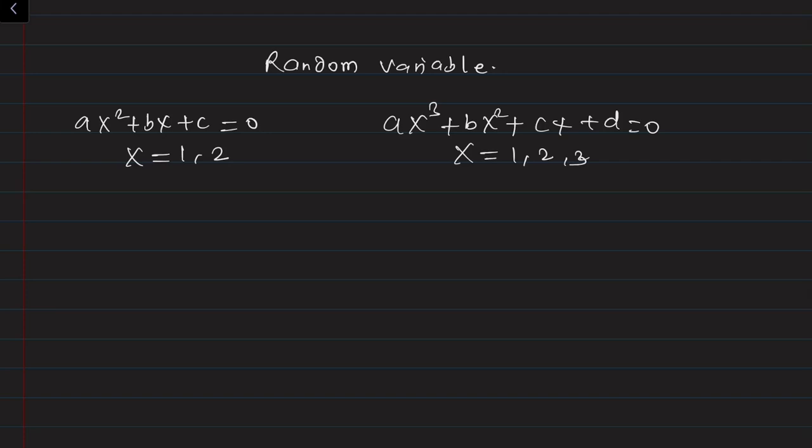Random variables have probability attached. For example, you roll a dice. The sample space would be 1, 2, 3, 4, 5, and 6. So each of these outcomes has probability attached. Like if you want to get 1 on the dice, the probability is 1 over 6, right? So there is a probability attached.